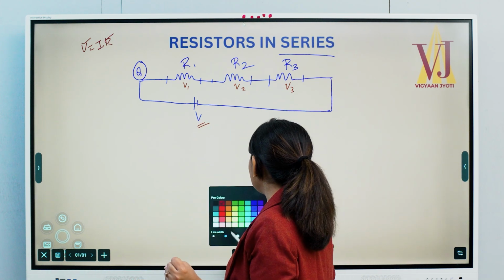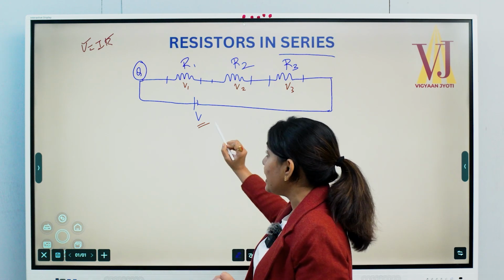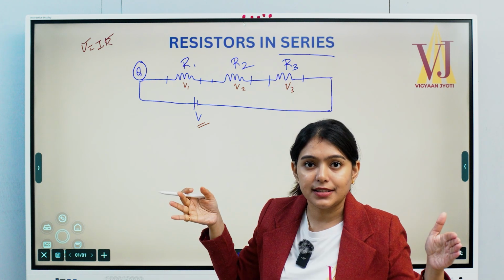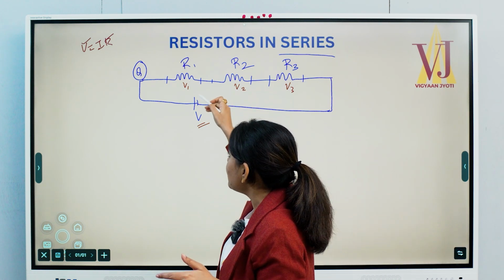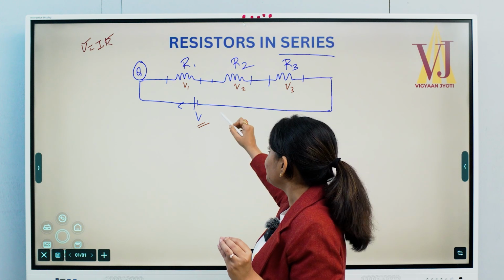The current always originates from the voltage. When the current originates from the voltage, it means that as soon as you put the potential difference, only then does your current start flowing. So after that, your current will flow from this direction. That means you have the I.